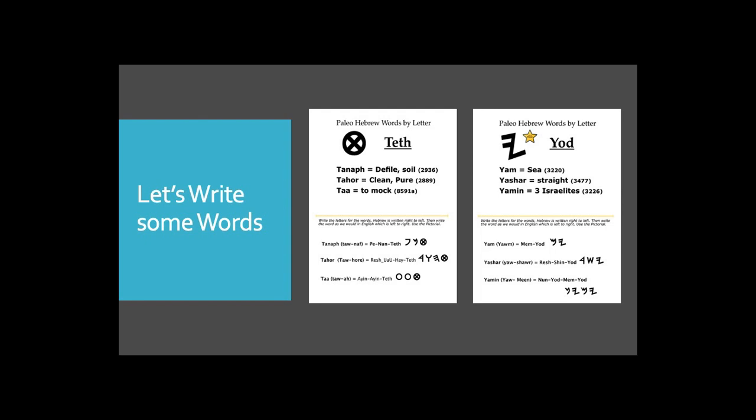We're going to look at some vocabulary words for Tet and Yod. We are first looking at a word called tanaf, defile or soil, number 2936. And you can write the letters on the line there going right to left, and it is Tet, Nun, Pei.